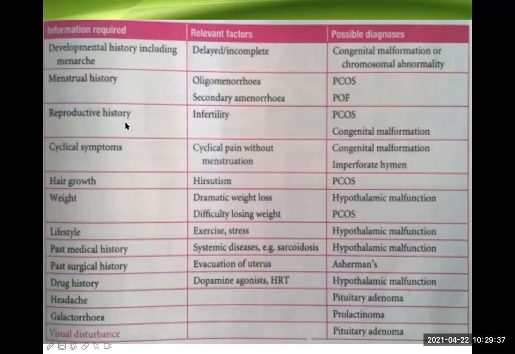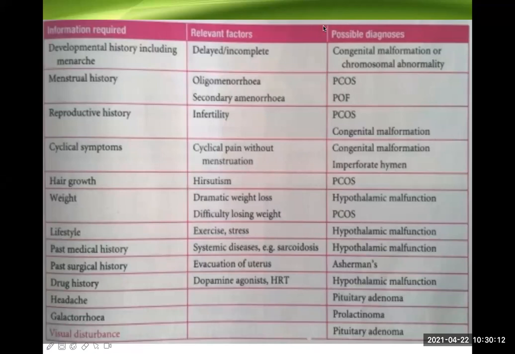Take detailed history about the reproductive function. If the lady is infertile from the beginning, then it may be a case of, again, polycystic ovarian syndrome or some congenital malformation where there is a Mullerian agenesis, there is no development of the uterus. If cyclical symptoms like cyclical pain are there, but without menstrual flow, you all know this is known as cryptomenorrhea. So probably imperforate hymen or vaginal atresia may be responsible.